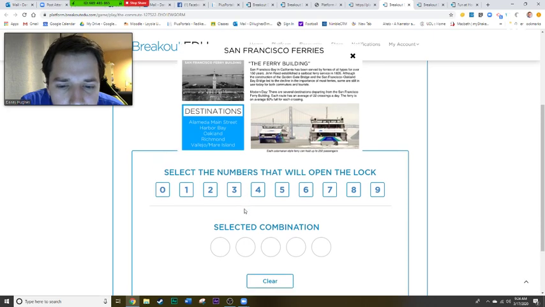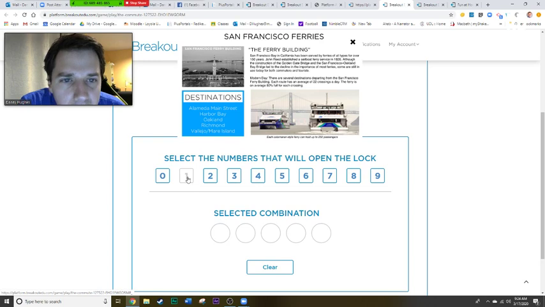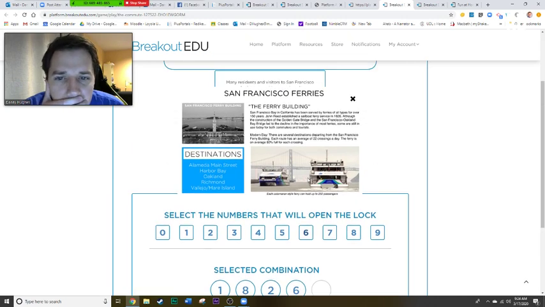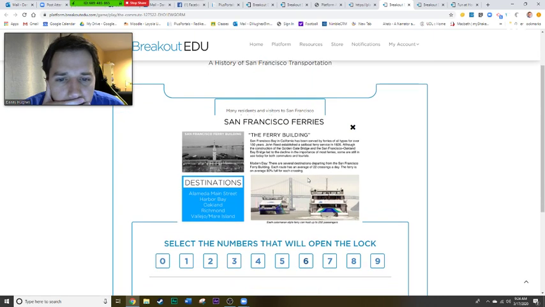Okay. I would guess that it would be 1826, but then I'm down one. Can hold up to 250 passengers. San Francisco Bay in California has been served by ferries of all types for over 150 years. John Reed established a sailboat ferry service in 1826.